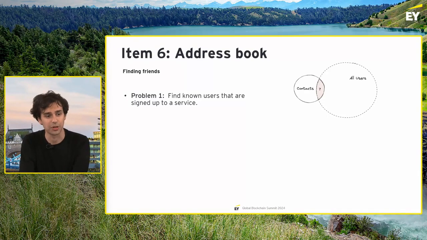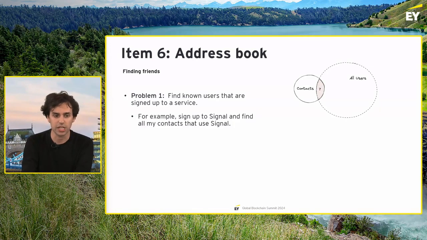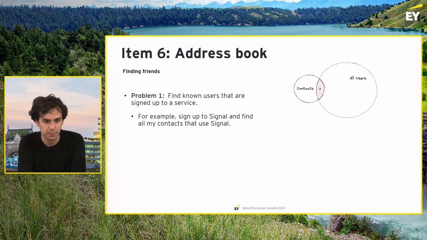So the problem we're trying to deal with is: I want to find users that are signed up to a service. For example, I sign up to Signal, and I want to find all my contacts that also use Signal. The problem looks a bit like this diagram here. We have a set of contacts, a set of all users of the service, and we want to know the intersection. Importantly, I have all users as a dotted line, because in some cases there might not be a set of all users, or we might not know who all users are.